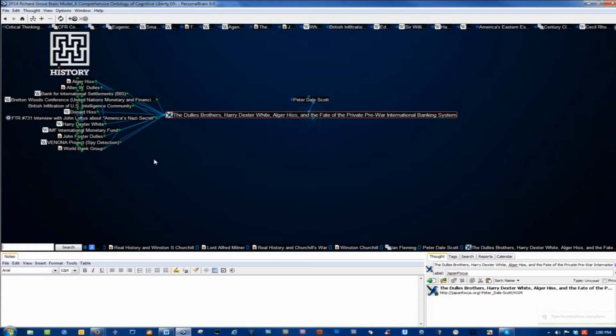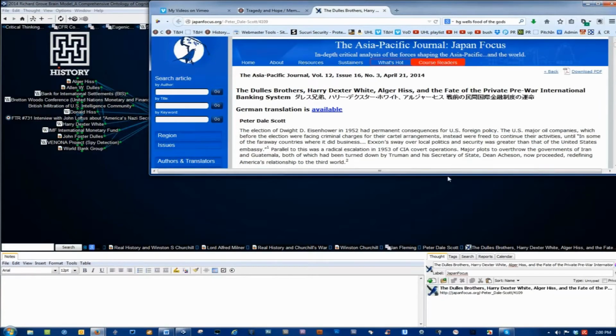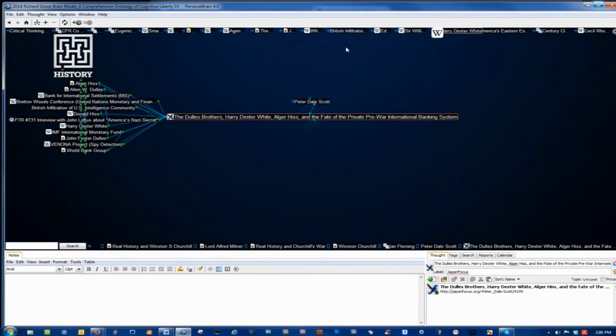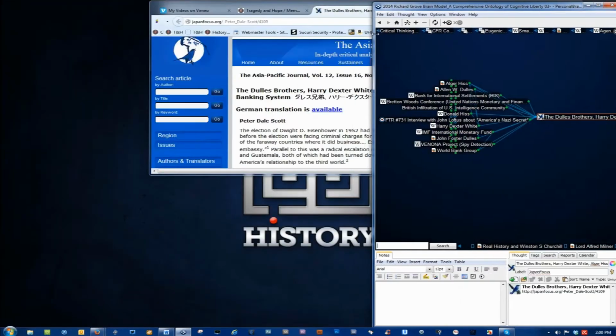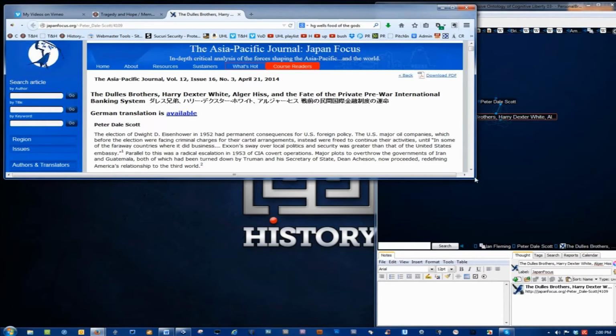Okay, so this is out of the Asia Pacific Journal, Japan Focus, and again, the title is "The Dulles Brothers, Harry Dexter White, Alger Hiss, and the Fate of the Private Pre-War International Banking System." And it starts out, the election of Dwight D. Eisenhower in 1952 had permanent consequences for U.S.